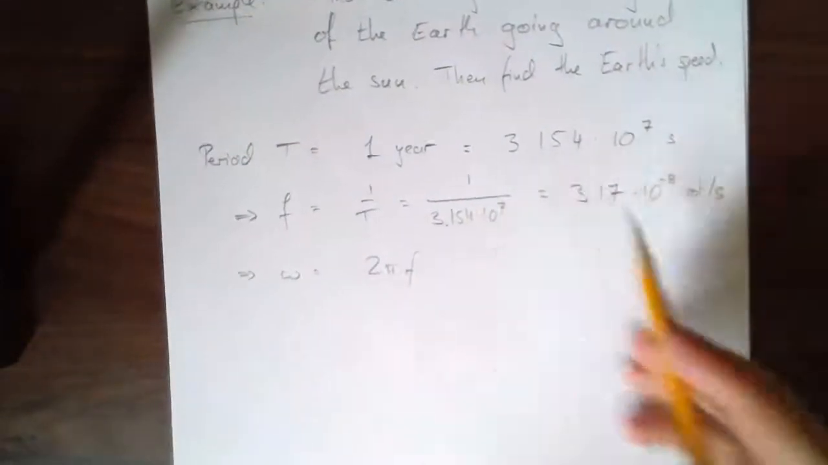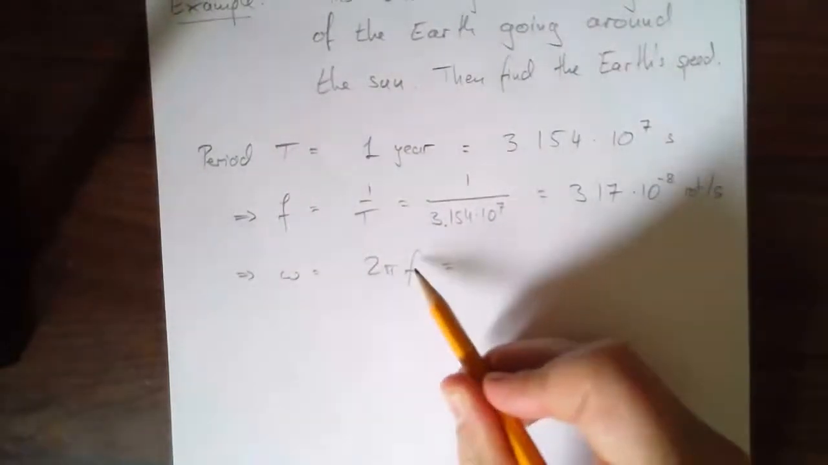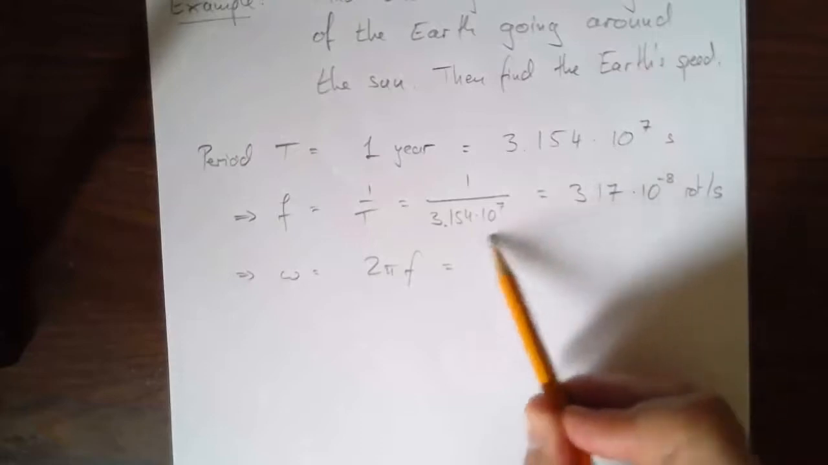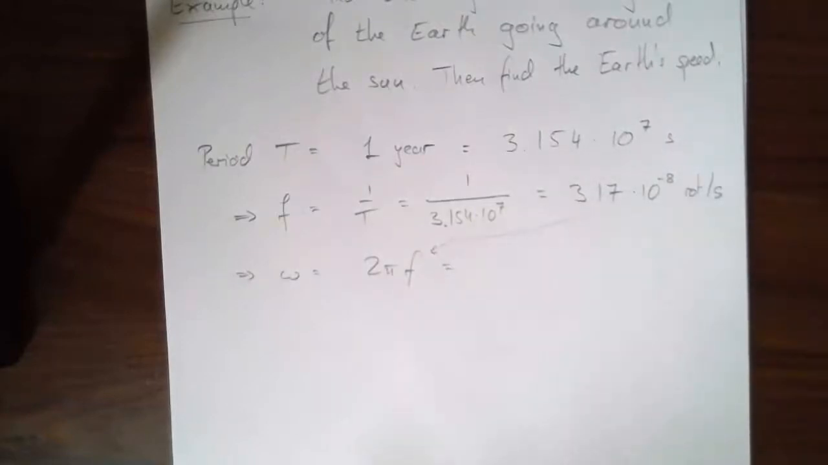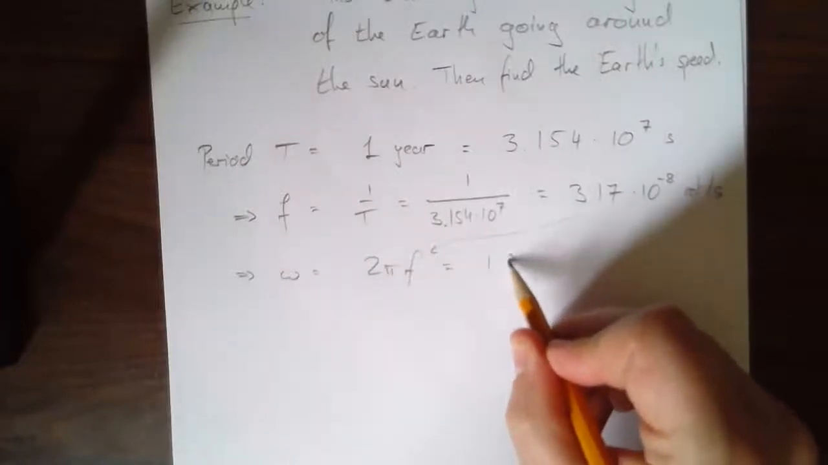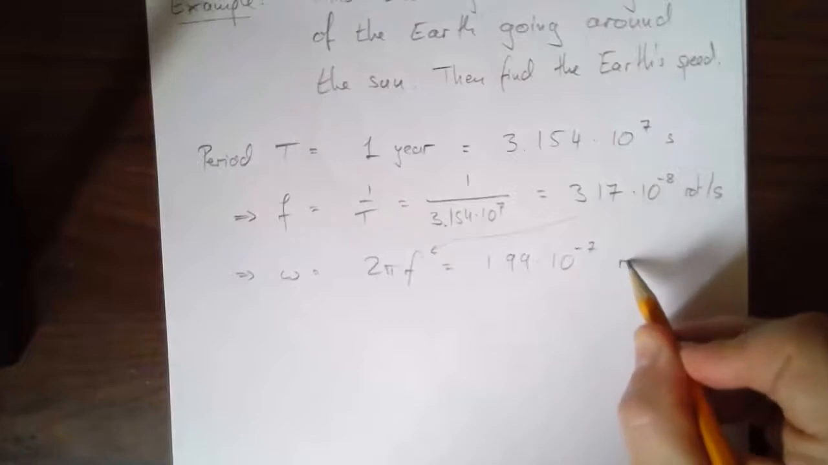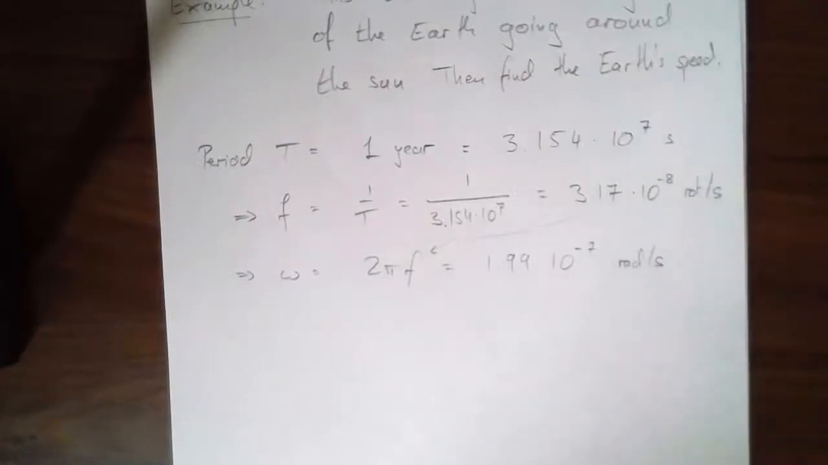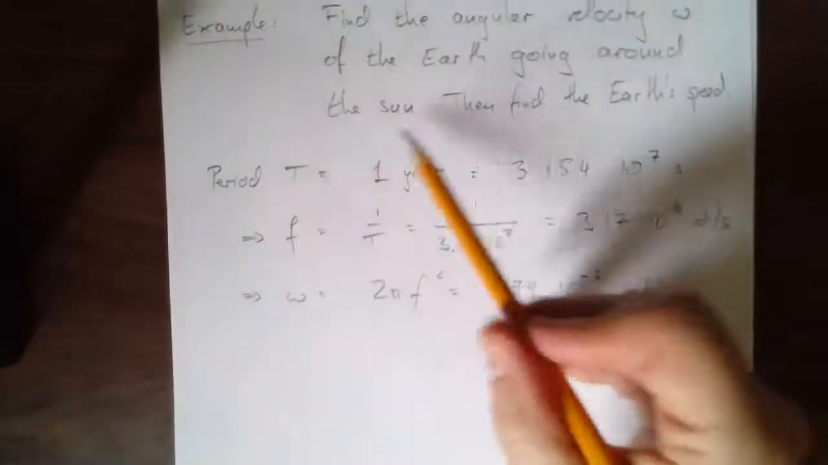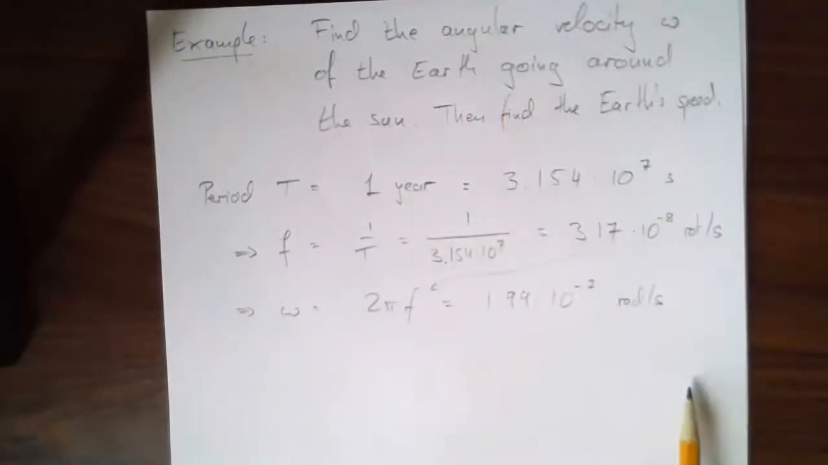So that means we can then find omega, which is 2 pi f. How many radians per second? Well, this number times 2 pi. I'm going to plug it in, and I'm going to get 1.99 times 10 to the minus 7 radians per second. And I am done with the first part. I found the angular velocity of the Earth going around the Sun.